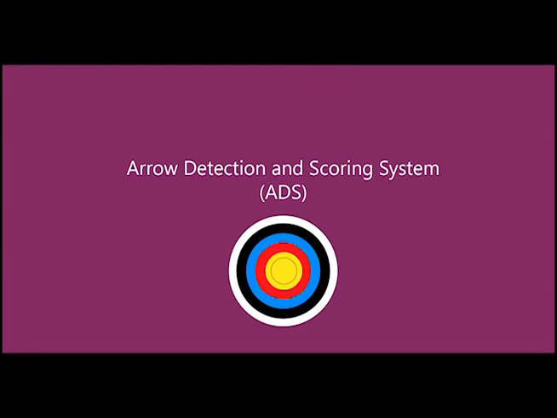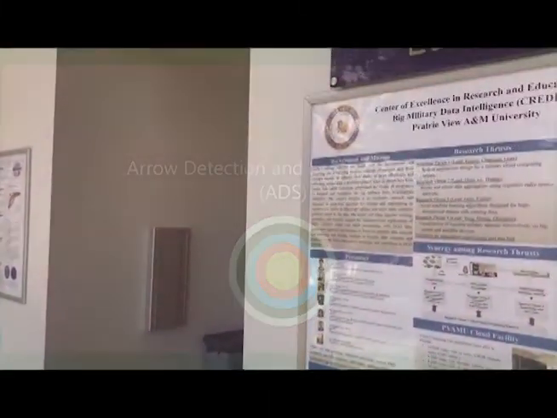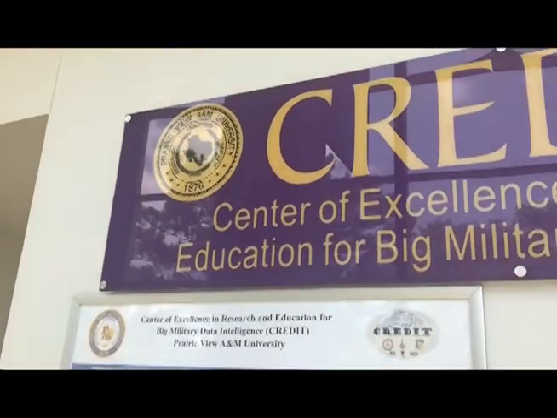That's why I came up with the Arrow Detection and Scoring System. It is capable of automatically scoring arrows the instant they hit the target. I had the chance to work on this project this summer at the CREDIT Center at Prairie View A&M.